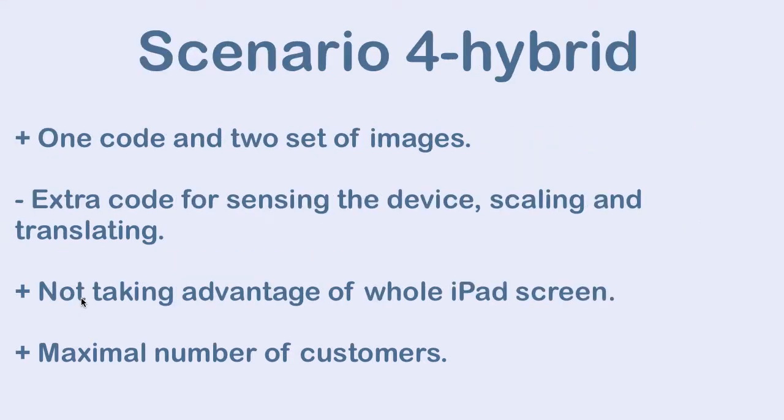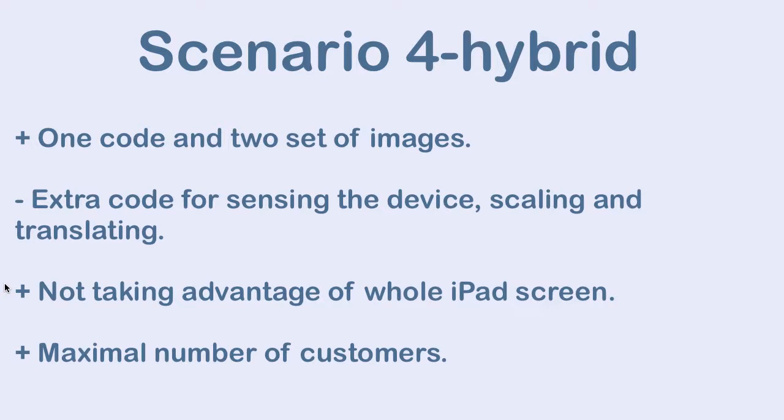There are also some hybrid solutions because few people want to maintain 2 sets of code. But in this case, they have to have extra code for sensing if the iPad or the iPhone is running and for scaling and translating the images properly. Normally in this scenario, we use the fact that the screen size of the iPhone Retina display is very close to the screen size of iPad. But we will of course not use some pixels along the edges of the iPad, but that might be acceptable.